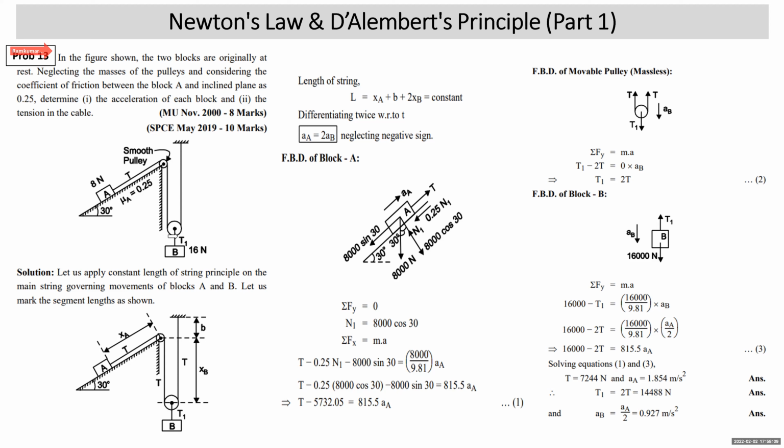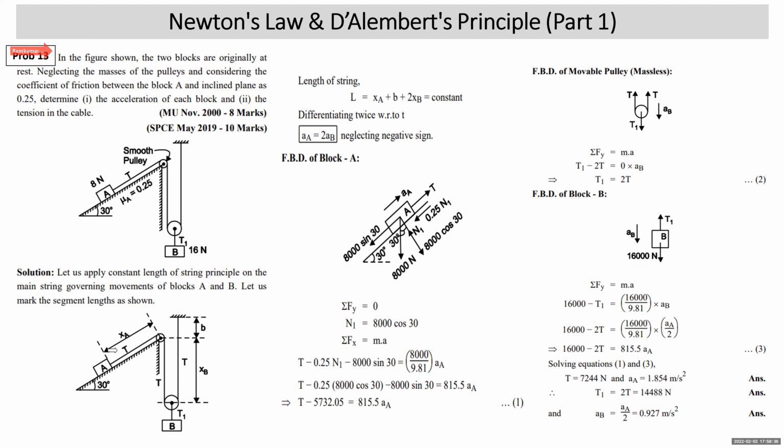You should understand that this is a movable pulley. Tension in the string connecting block A and taken around the movable pulley is T. T1 is the tension in the string connecting block B and the movable pulley. Now, this is the main string which is governing the movement of the connected bodies. We can apply the constant length of string method on that. When you apply the constant length of string method, you need to draw the diagram.